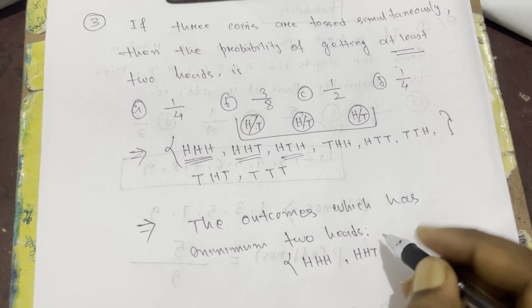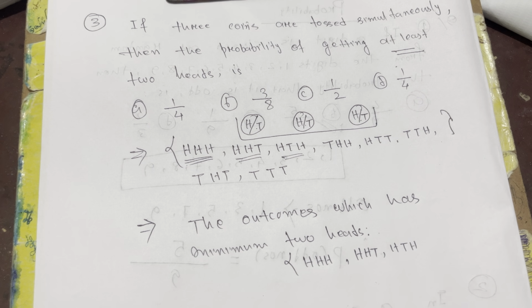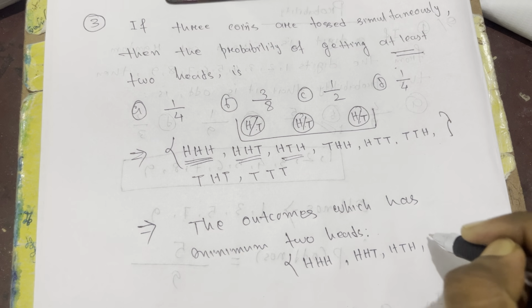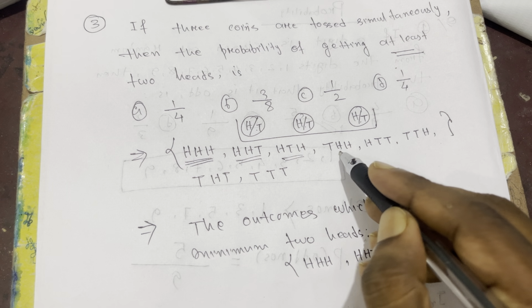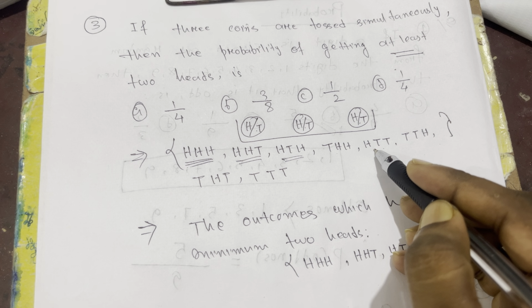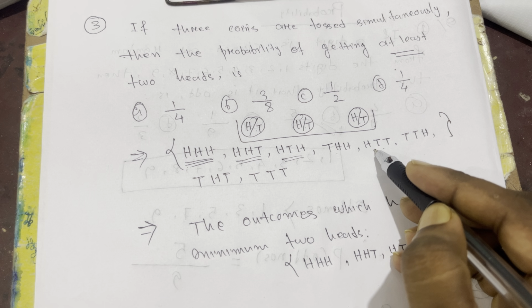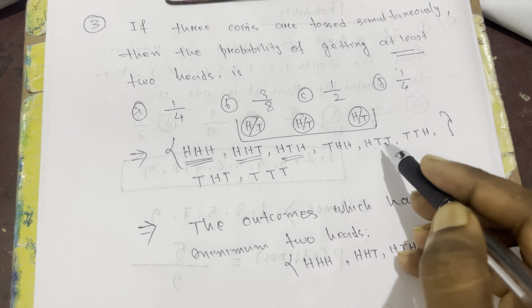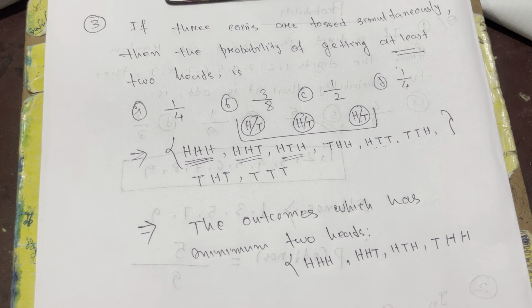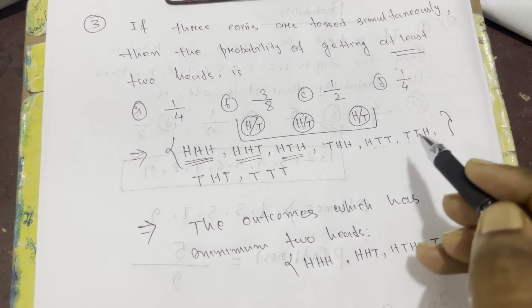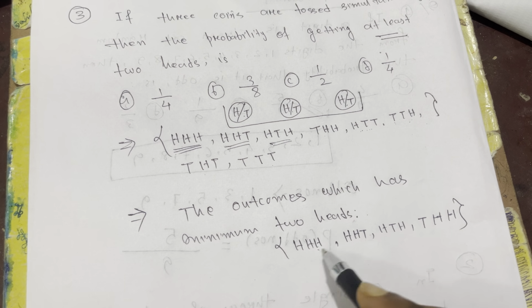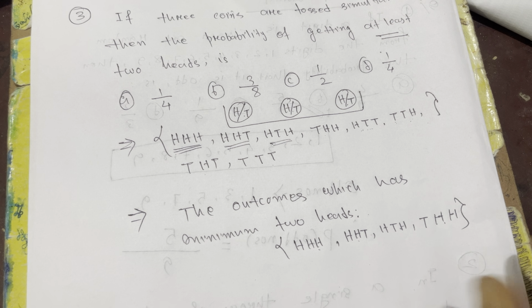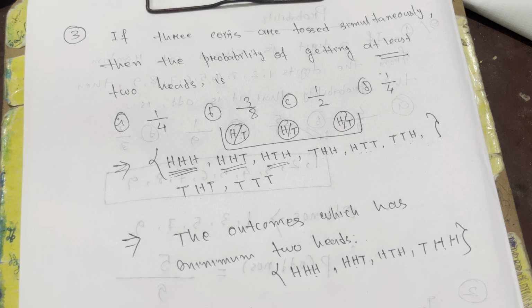And this has also 2 heads, HTH. This is also a chance. Then this also, THH. Yes or no? And THT has 2 tails, but I need minimum 2 heads. So this is not our result. This is also not, because here only 1 head, here also 1 head, here no head. So how many outcomes did we get that have 2 heads? 1, 2, 3, 4. Out of 8 total outcomes, we got 4 outcomes that have minimum 2 heads.